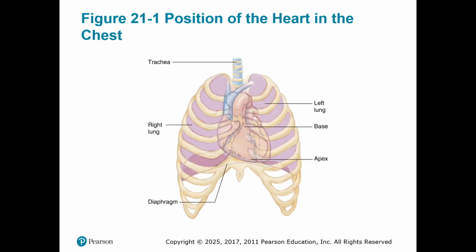We can look here at the position of the heart in the chest. The heart is just below the trachea, between the lungs and the upper half of the rib cage. The base of the heart is at the top, just below the main blood vessels leading into it. And the apex is at the bottom, just above the diaphragm.